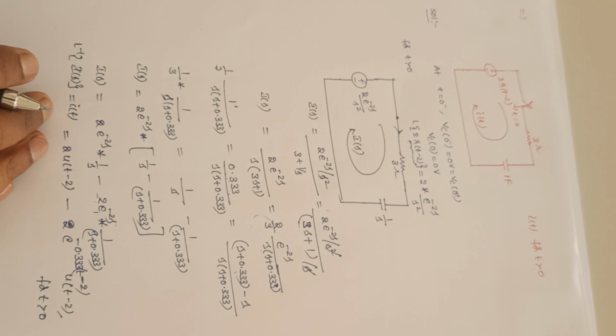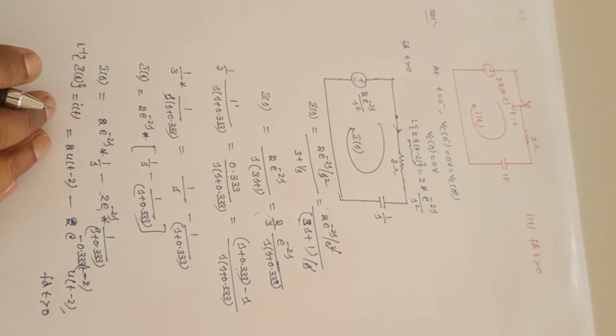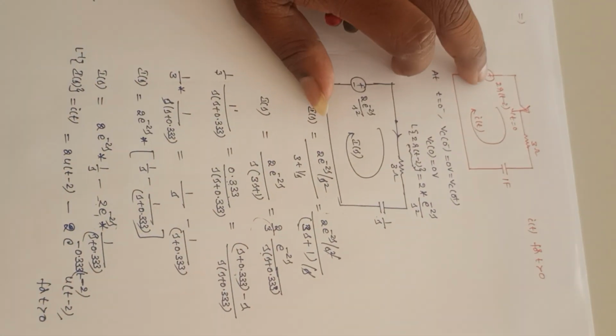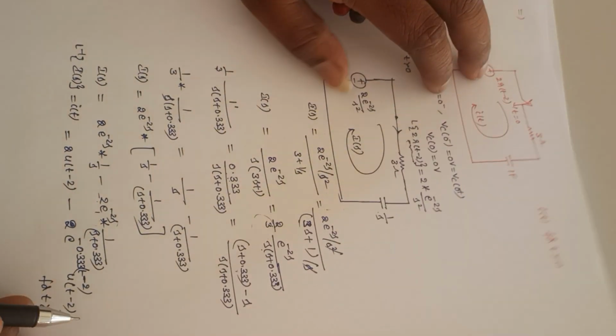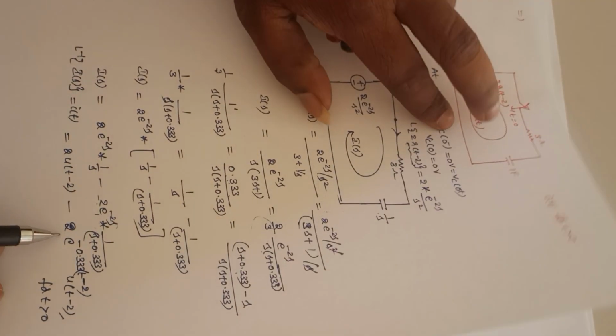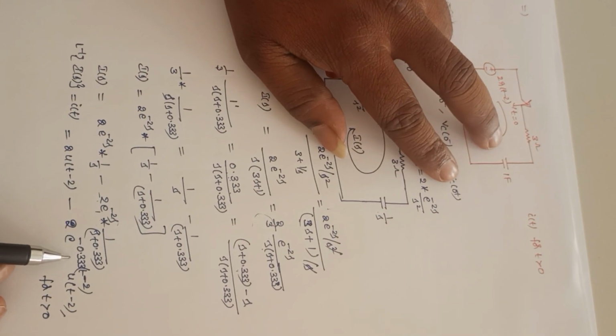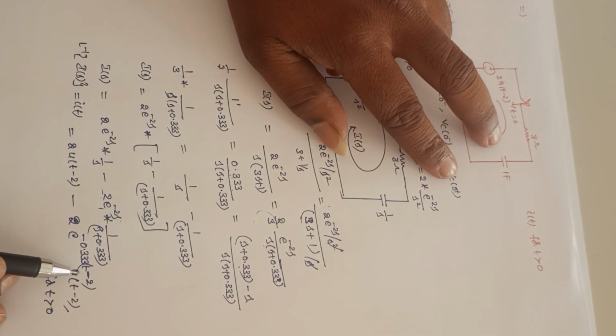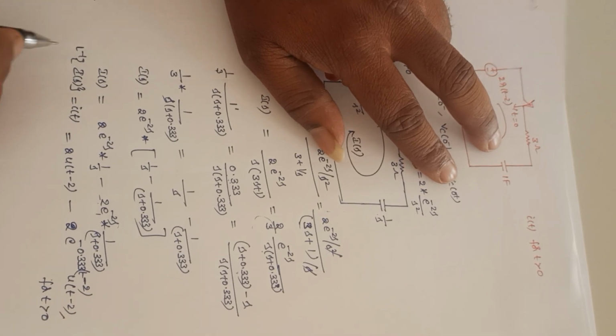So this is the expression. This is the expression for the response of this current: 2 into u of t minus 2, minus 2 into e power minus 0.33 into t minus 2, into u of t minus 2.